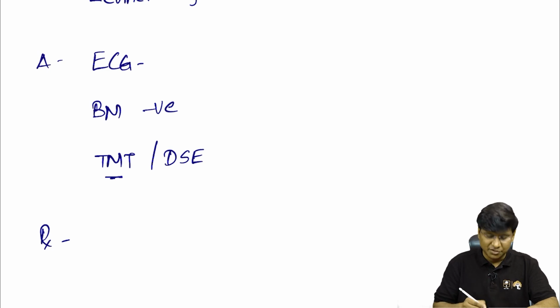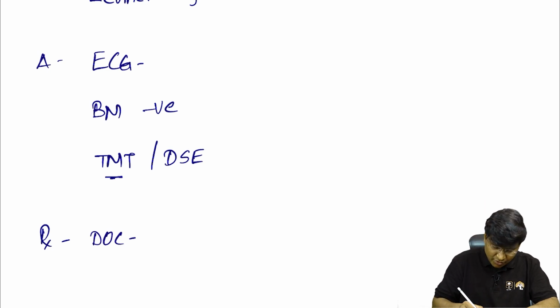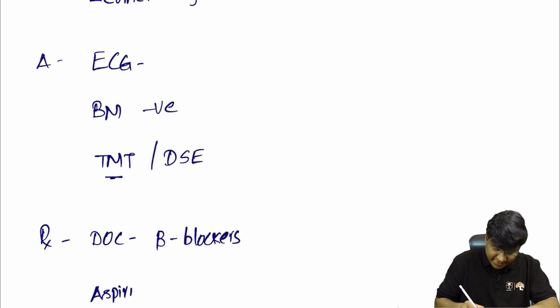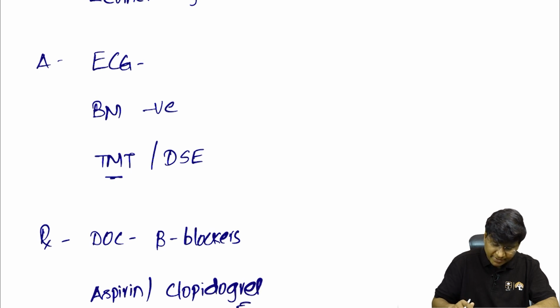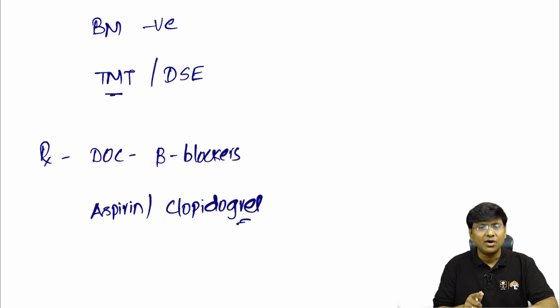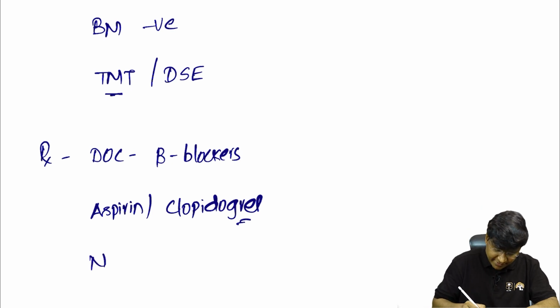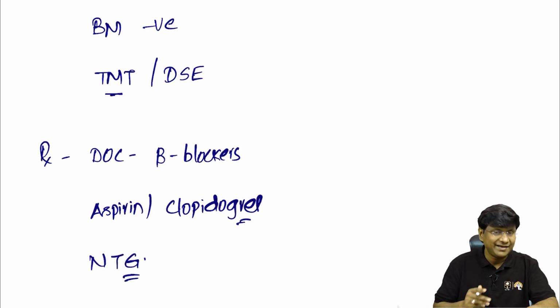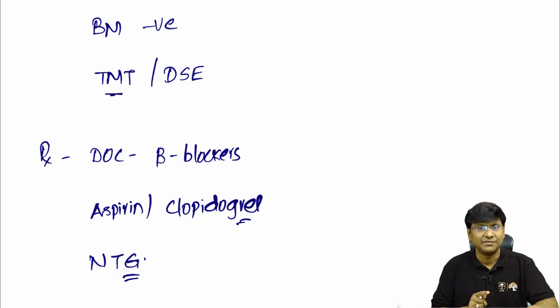So if you see the treatment of chronic stable angina, the drug of choice is the beta blockers, right? And you need to give a single antiplatelet drug. This single antiplatelet drug includes aspirin, right? Aspirin or clopidogrel should be given in these individuals. And along with that, you need to give the nitrates, okay? So nitrates, that is nitroglycerin, has to be given, right?